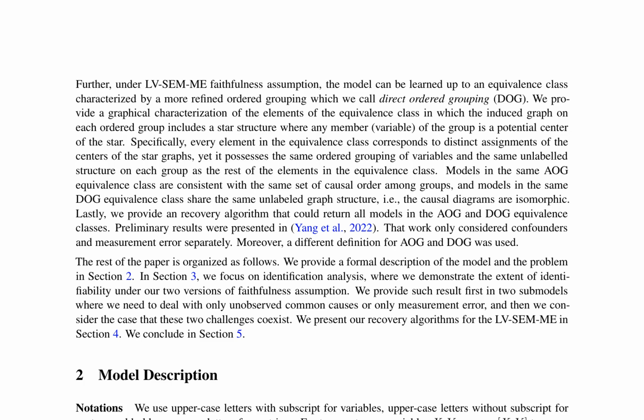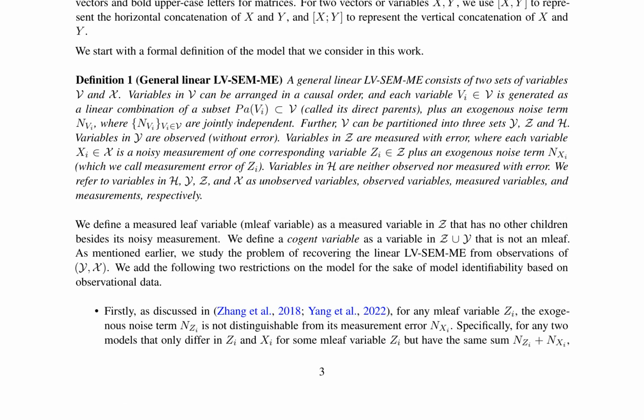The variables in V are further partitioned into three sets: Y, observed variables; Z, measured variables; and H, unobserved variables. Each variable in X is a noisy measurement of one corresponding variable in Z plus an exogenous noise term, known as measurement error. The authors introduced two restrictions on the model for the sake of model identifiability based on observational data. Firstly, they assume that the exogenous noise term for any M-leaf variable, a measured variable that has no other children, is not distinguishable from its measurement error.